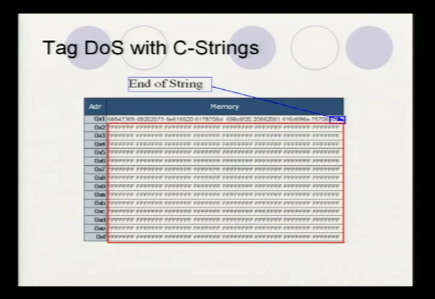So this is an example. We have here an RFID tag with a C structure, and we have this nice feature with a C end of string. So imagine what's possible.